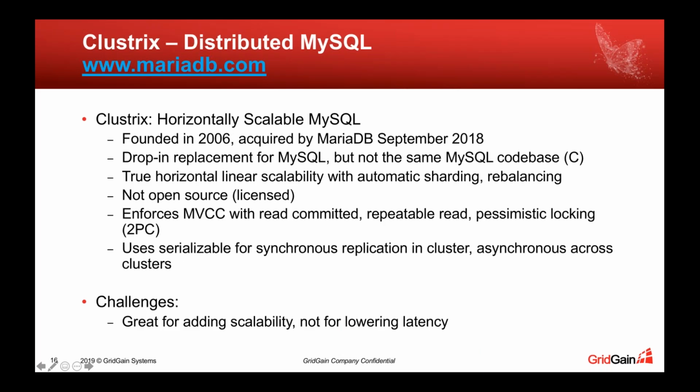There's also Clustrix, which MariaDB acquired in 2018, so less than a year ago. It is a true drop-in replacement for MySQL. It is not MySQL, okay? But it is truly a drop-in replacement in code and API compatible. It's just that it's written in C. There's no shared code base between MySQL and Clustrix. It is true linear, horizontal, shared nothing with automatic sharding and rebalancing, meaning single master architecture. That's the only way you really get linear horizontal scale.